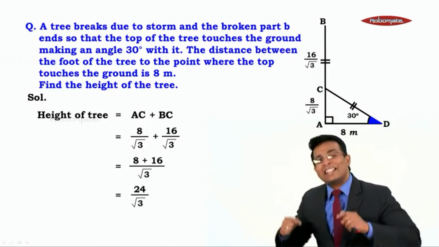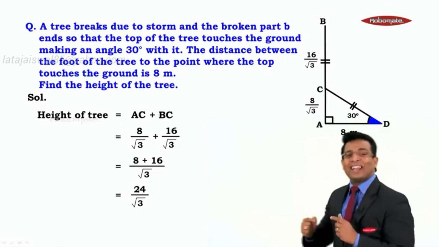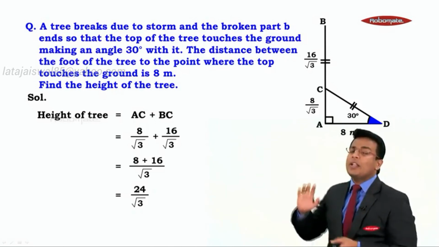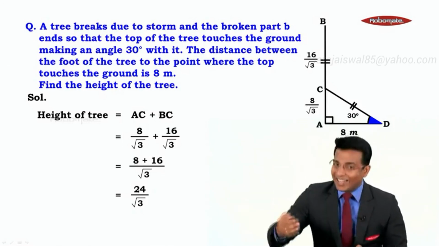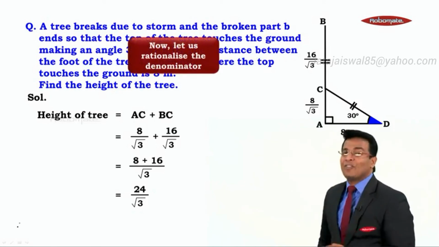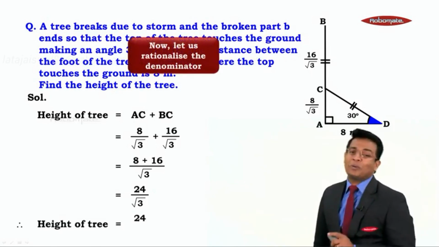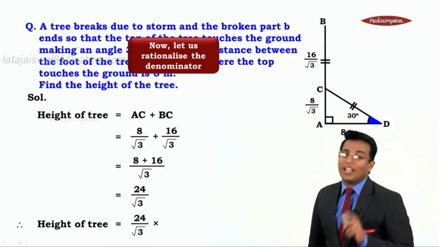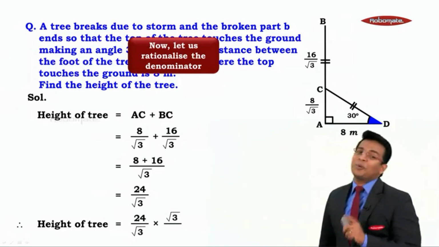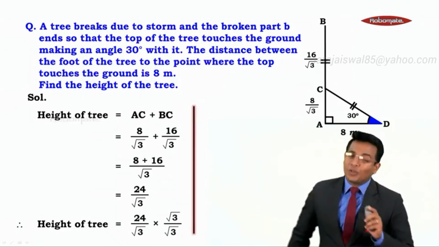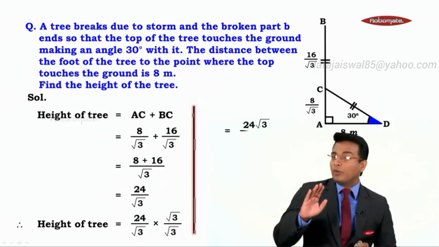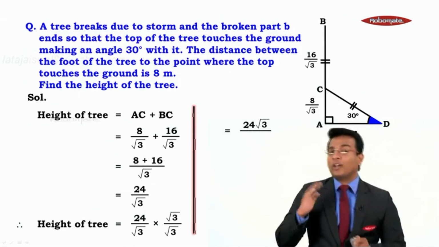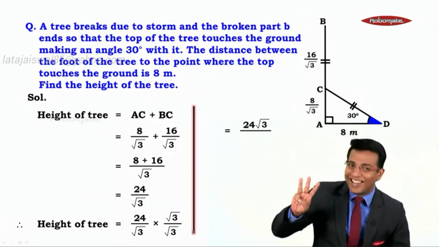Now, do we need to rationalize? Yes, because it's going to be the final answer. We are going to simplify it further. So the denominator is irrational, rationalize it. For rationalizing, we are multiplying and dividing by root 3. So we write 24 upon root 3 into root 3 in the numerator, into root 3 in the denominator. So now what we have in the numerator is 24 root 3, and in the denominator, root 3 into root 3 is how much? 3, right?